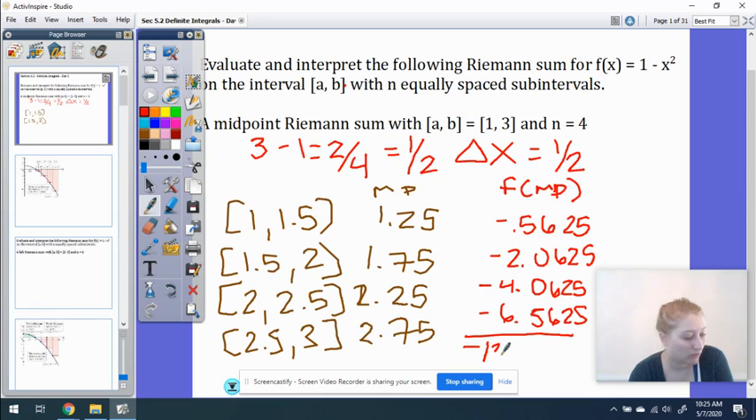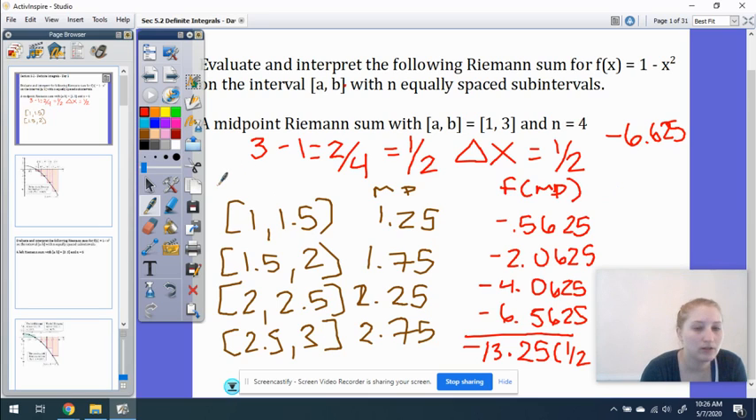I'm going to get negative 13.25. And then I'm going to multiply that by my length of 1/2. So I'm going to end up with an answer for my area of negative 6.625. Now you might be thinking, what? That's negative? Let's see what happens when I look at this graph.